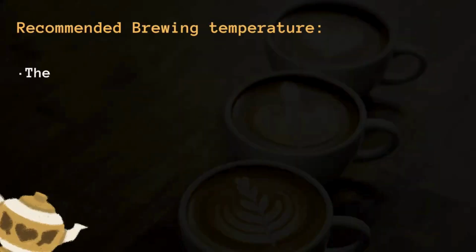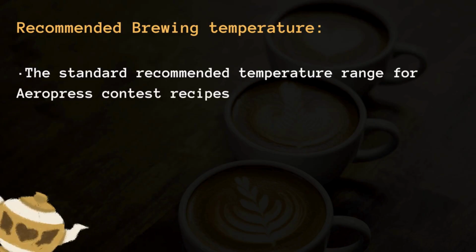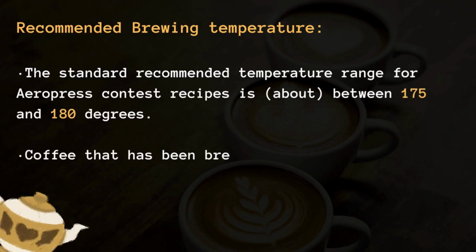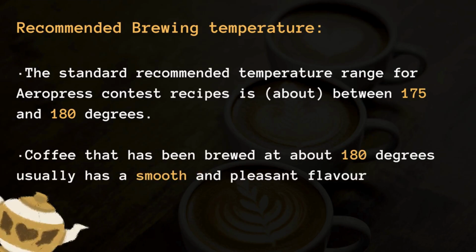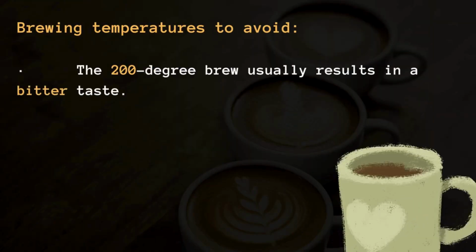Recommended brewing temperature. The standard recommended temperature range for AeroPress contest recipes is between about 175 and 180 degrees. Coffee that has been brewed at about 180 degrees usually has a smooth and pleasant flavor. Brewing temperatures to avoid: a 200-degree brew usually results in a bitter taste.